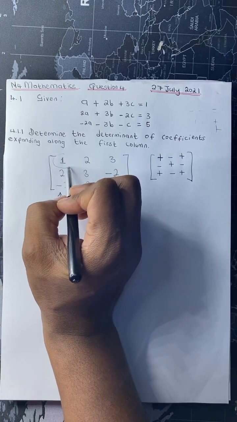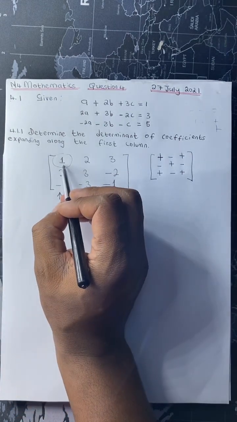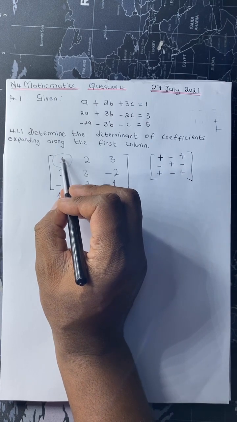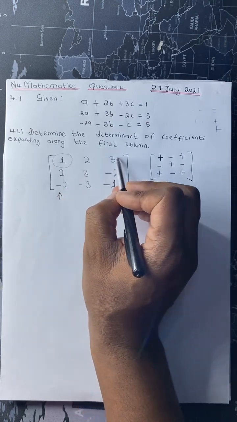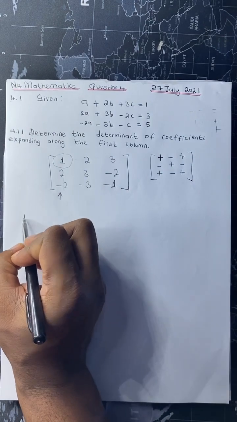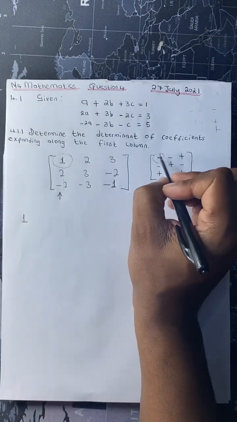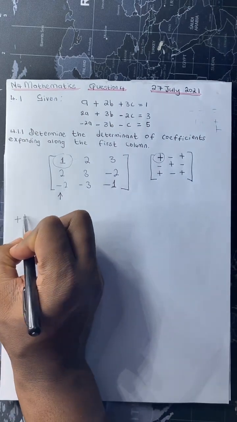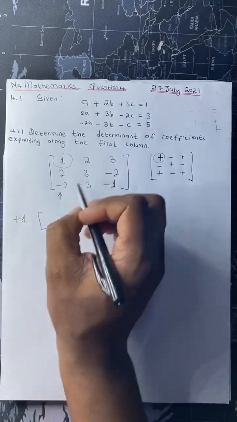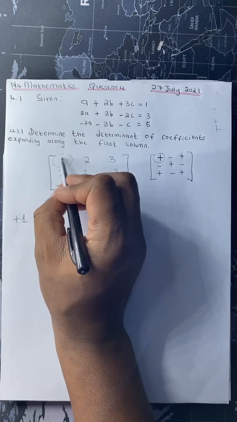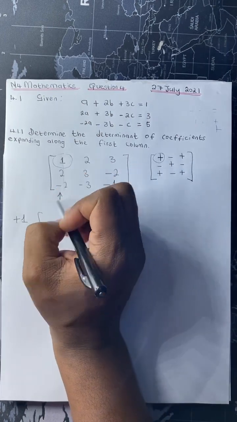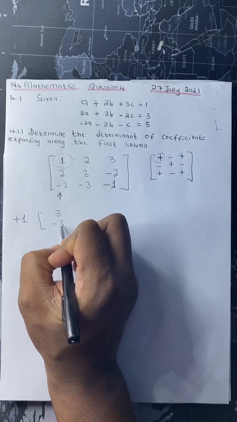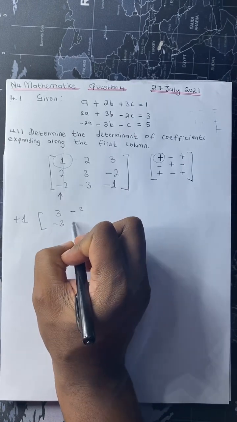So let's pick that one first, and we block each and everything in its column and in its row. So we'll be left with 1 multiplied by the sign. The first sign is positive. So we have 1 multiplied by, since we are blocking the specified column and the row, we'll be left with 3, negative 3, negative 2, negative 1.